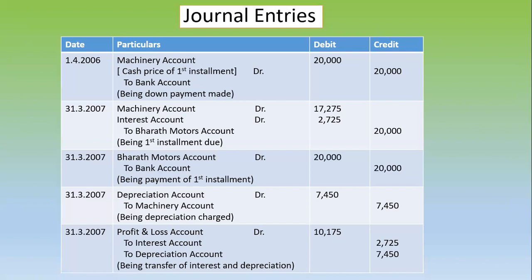How did we arrive at this 10,175? It is the interest value plus the depreciation, right? Here we have the interest amount 2,725, which we already have in the second journal entry, and the depreciation account 7,450 for the first installment. You can view both the values here. These two values you need to add, and you will get 10,175 as the profit and loss account. So the profit and loss account is the total of the interest amount and the depreciation amount.